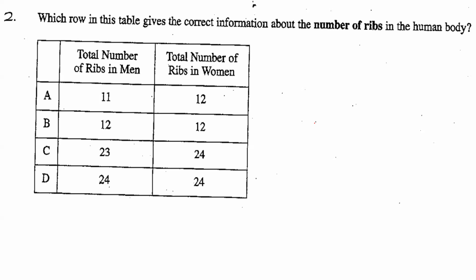It's B. Both of them have 12? Why can't it be D? It's too much ribs. Yes, sir, that's too much. So you think it's B? All right. You're positive it's B.